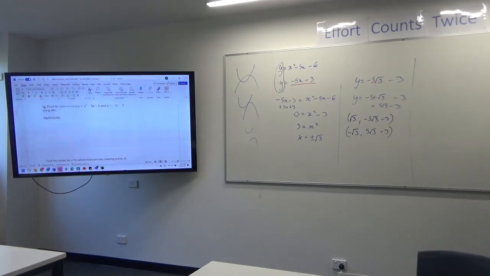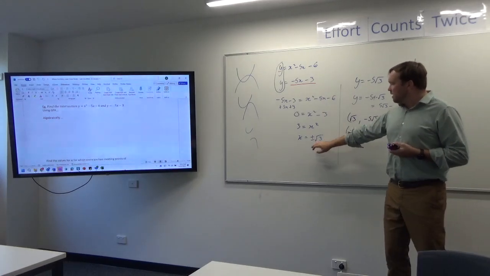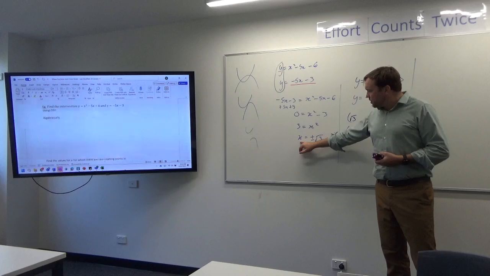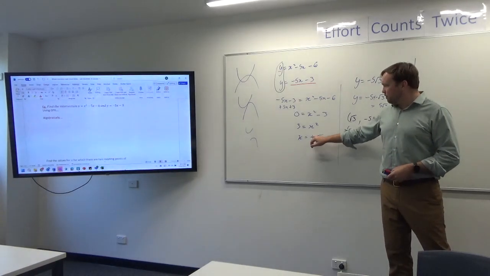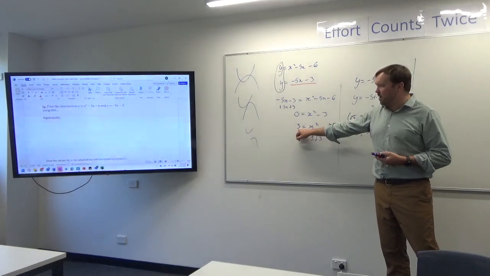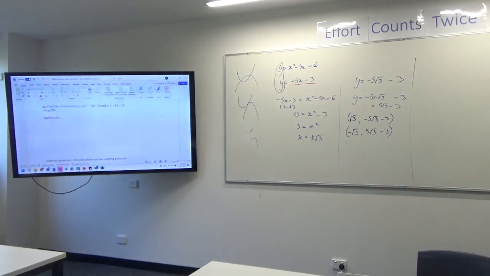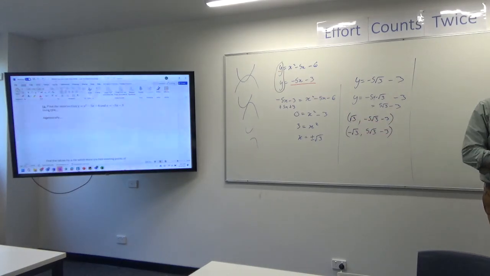Wait, why is it minus square root of 3? Because here, when we square rooted both sides, we get x on its own and we get positive and negative root 3. As in, if we want to find numbers that we square to get 3, there are 2 possibilities, the positive of root 3 and the negative of root 3. And that's what gives us the pair of points here, positive root 3 and negative root 3.